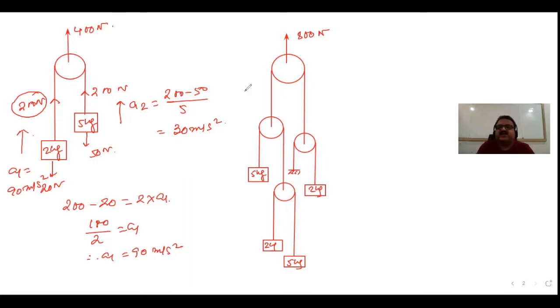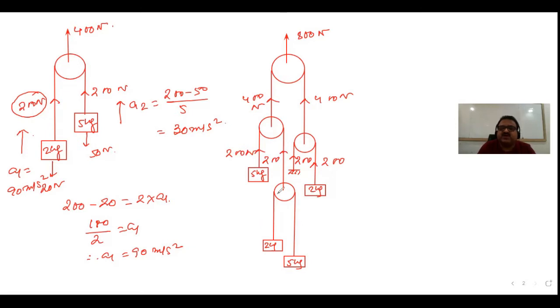Now, let's start from this. 800 Newton acting here. So it will divide equally between these two, 400 Newton, 400 Newton. Similarly, this 400 Newton, 200 and 200. And here it is 200 and 200.